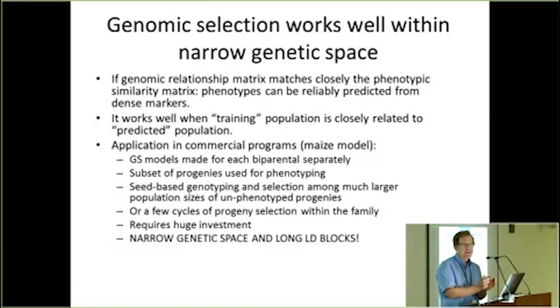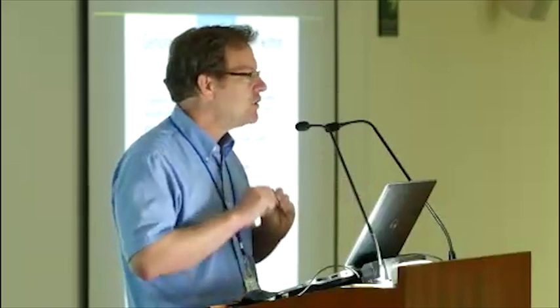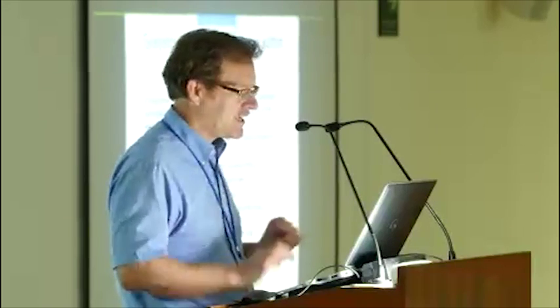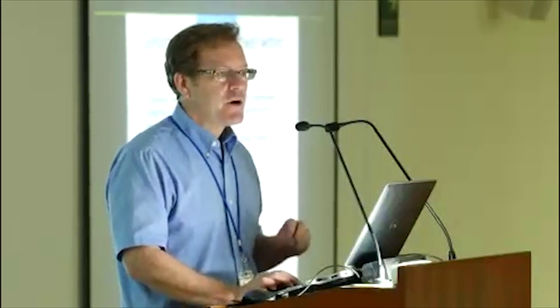So maybe I can just take that marker data, build the model where I have all the data, and predict the cases where I don't have the phenotype data. And it works well if those two sets of materials are closely related. And the Pioneer people can tell you, I don't know anything about this, but they're doing this. But the trick is, you have to have the training data set closely related to the things you're applying the model on. Okay? You need narrow genetic space. You would like to have long linkage disequilibrium blocks.